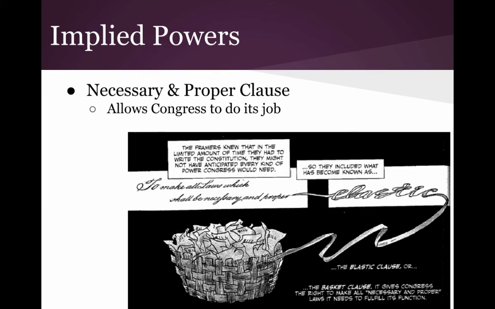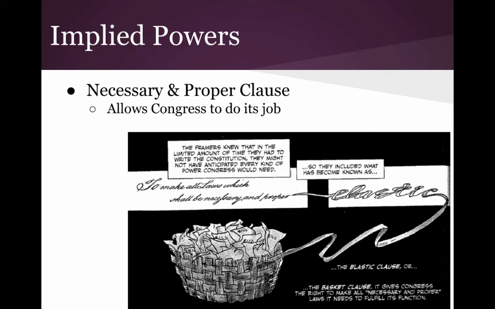The question behind a lot of these express powers, for example the Commerce Clause, is how can Congress say that passing laws to prevent racial discrimination is an example of the Commerce Clause? A lot of the justification that is used actually comes from Congress's implied powers, more specifically the Necessary and Proper Clause, or the Elastic Clause.